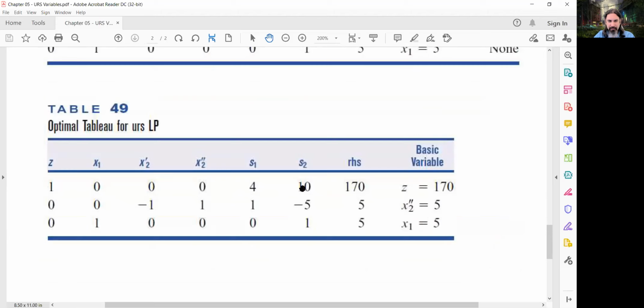Now, as I can see, there isn't any negative value in the objective function. So this should be the optimal solution. I'm checking the right-hand side. They're all positive, so there are no infeasibilities over here. So this is the objective function, this is the best value the objective function can take, so it's the optimal solution.